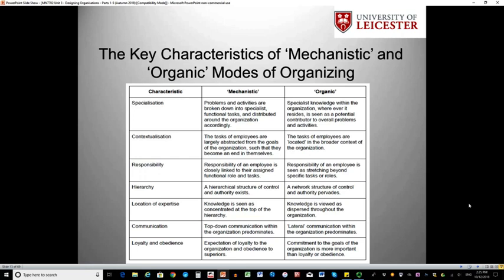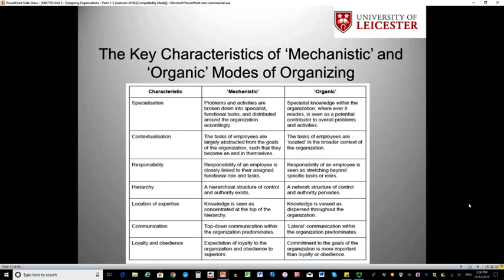So for example, they talk about specialisation, the degree to which activities in the organisation are broken down and separated within an organisation. Linked to this, they talk about the feature of contextualisation. Having broken down the task into specialist tasks, to what degree do individuals in the organisation abstract their goals from the organisational goals, or do they try and contextualise and link their personal goals, of their own activities, to those goals of other parts of the organisation and to the organisational goals?